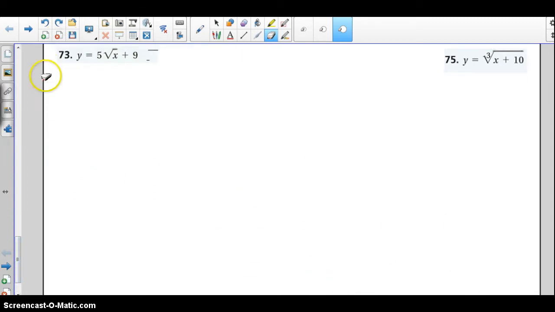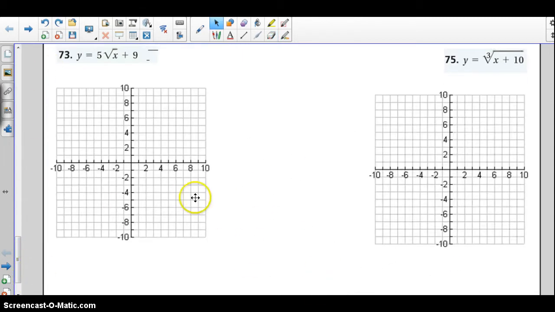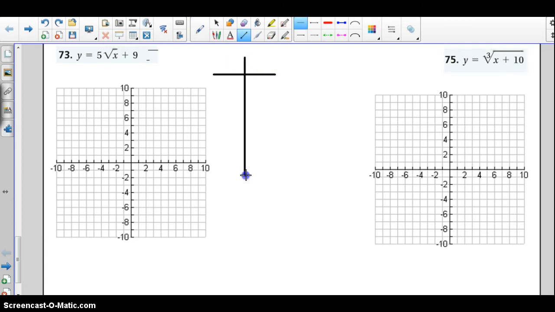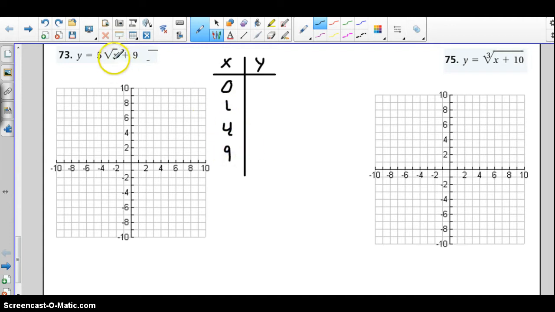Clear this up here to insert a little graph. So here are our handy dandy graphs. And what we're going to have to do is create a little t-chart for both these graphs. And since this is just a radical x, all we need to do is plug in some perfect squares, and they'll be easy to simplify and be able to find our output for y. So let's plug in some perfect squares of 0, 1, 4, and 9.